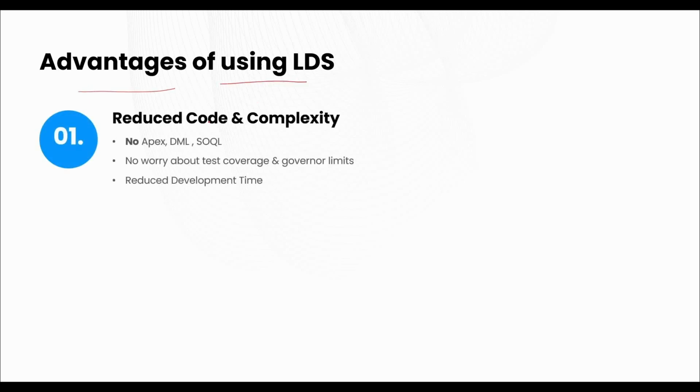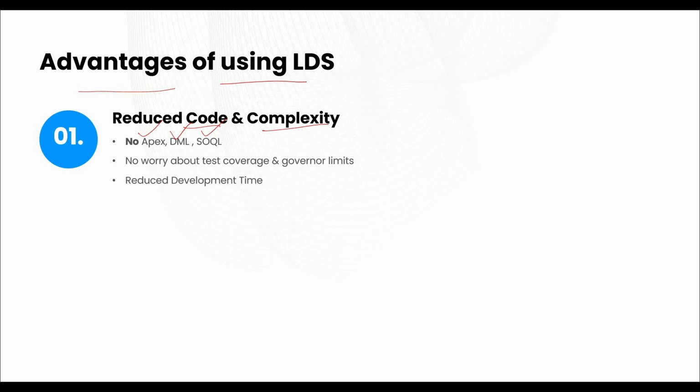Alright. So as of now, we have covered what is LDS and how it works. Now, before diving into how to use LDS, first let's see what are the advantages of using LDS. So first advantage is it reduces code and complexity. What does it mean? It means, as we discussed, LDS is built on top of user interface APIs and provides many out-of-box components and adapters. So if you want to perform basic data operations, then we don't need to write custom code. It means if you use LDS, then we don't need to write Apex code, DML statements and SQL queries by ourselves.